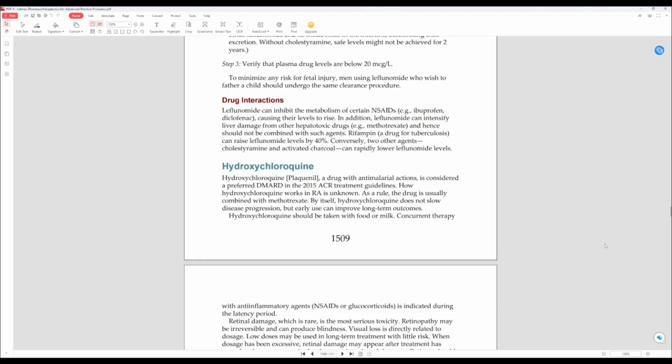Leflunomide can inhibit the metabolism of certain NSAIDs, causing their levels to rise. In addition, leflunomide can intensify liver damage from other hepatotoxic drugs, and therefore should not be combined with such agents. Rifampin, which is a drug used for tuberculosis, can raise leflunomide levels by up to 40%. Conversely, 2 other agents, cholestyramine and activated charcoal, can rapidly lower leflunomide levels.